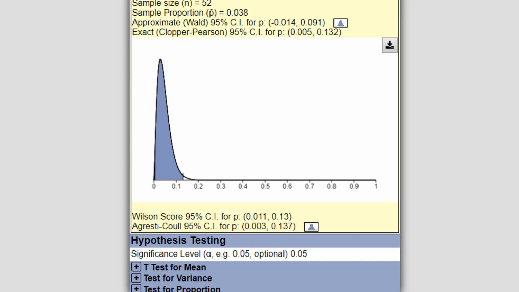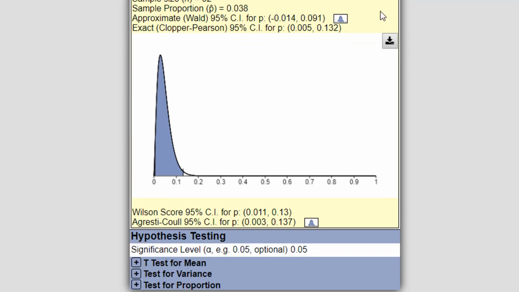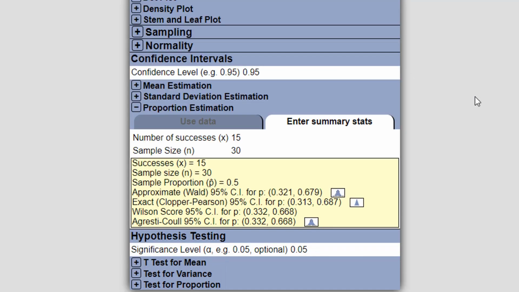Let's look at this. This is if you're using data, and this just pulls in the data from above. If I want to instead enter summary stats, I can enter whatever I want. So let's say at another sample site, I found 4 sea turtles that were underweight out of a sample size of 62. That's all you have to enter, and it gets you your confidence interval. If you want to change the confidence level, you go up here and change it to 0.92 or whatever, and everything gets updated for you. Very easy. Couldn't get easier.